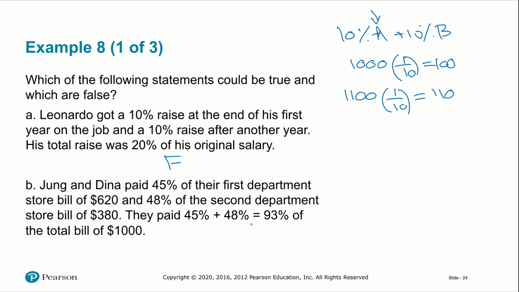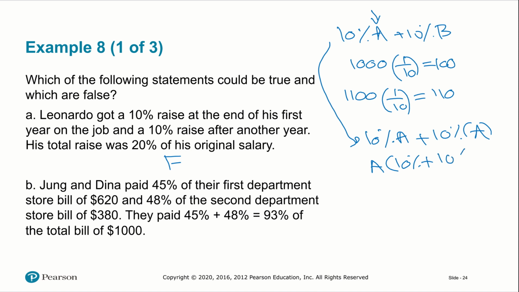Notice that if we had, for example, 10% of a number and another 10% of the same number, then we could have factored out the A and said, okay, that's 10% plus 10%, so 20% of A. Same here in the second scenario, right? So the way you realize whether this is okay or not is whether you're adding percentages of the same quantity or different quantities. So here again, that would be false as well.